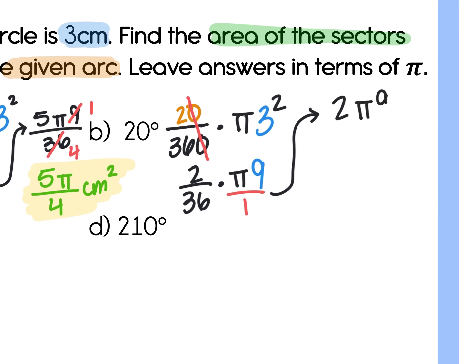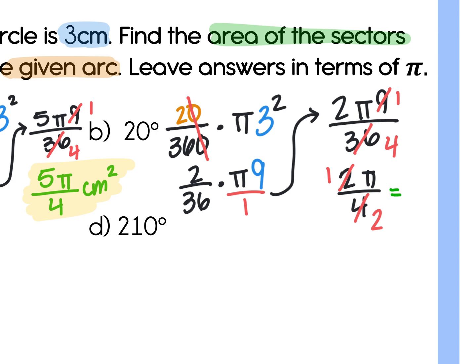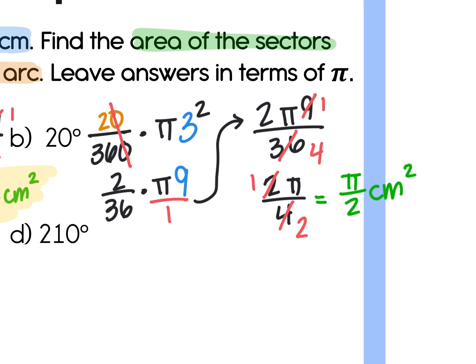2 pi 9 over 36. Because I did 9 and 36 before, and it gives me a 1 over 4, I'm going to use that. But if you did 2 and 36, just make sure you simplify it all the way. So looking at this one, I'm going to have 1 over 4. I'm going to then get 2 pi over 4. Can I still simplify this? Yeah. To 1 over 2. And then my answer is going to be pi over 2 centimeters squared.